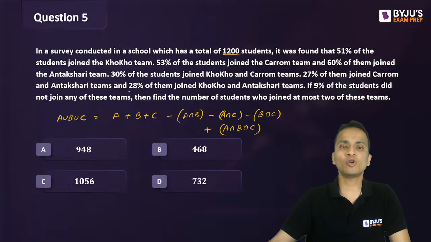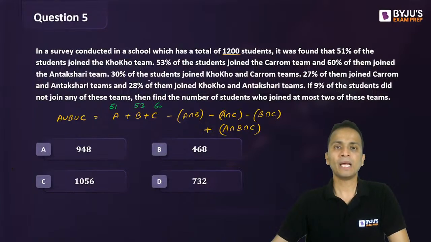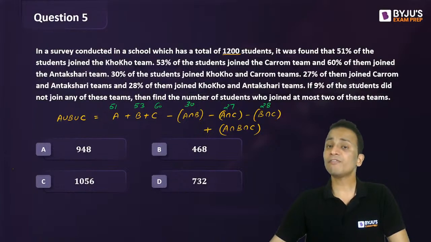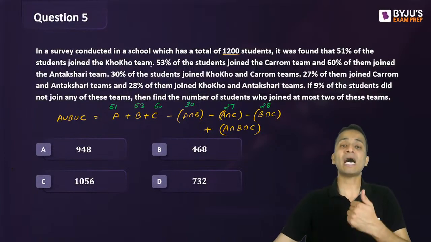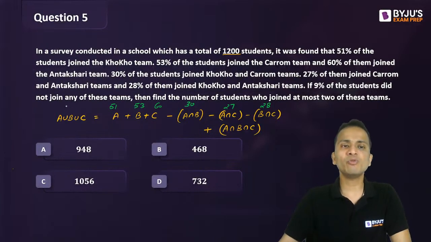51 have joined Kho. So wait, I'll keep writing the values and then after that you can simplify that. So this is 51 have joined Kho, 53 percentage have joined Carom, and 60 percentage have joined Antakshari. Now 30% have joined Kho and Carom, so this will be 30. 27 is the next, and then 28 is the next. Okay. Now if 9% did not join any, now out of 100 percentage, 9 percentage did not join any. So A union B union C will be 100 minus 9, that is 91.